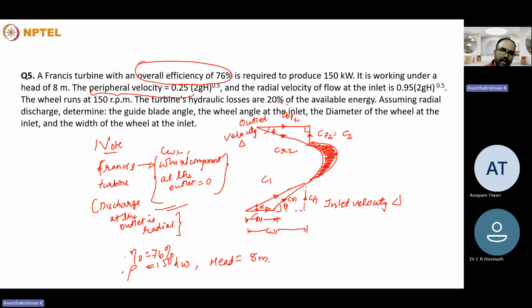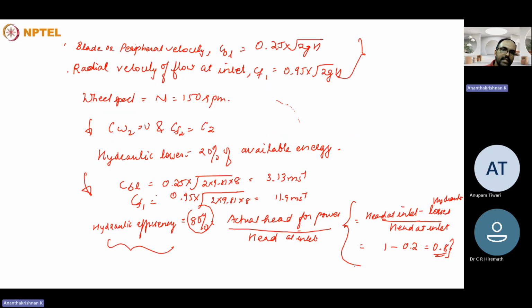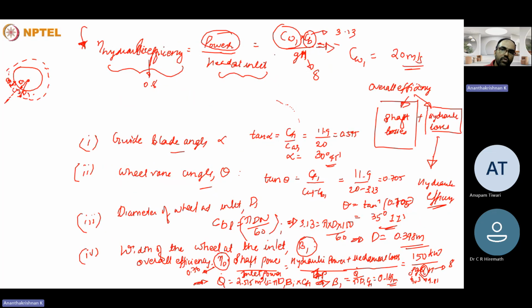Because in the hydraulic efficiency part, we just cancelled out the rho and Q from the top and the bottom. That's why these are coming in such a simplified form. But in actual way, it is rho g Q H at the bottom, and at the top also it's rho Q into CW1 into CB1.